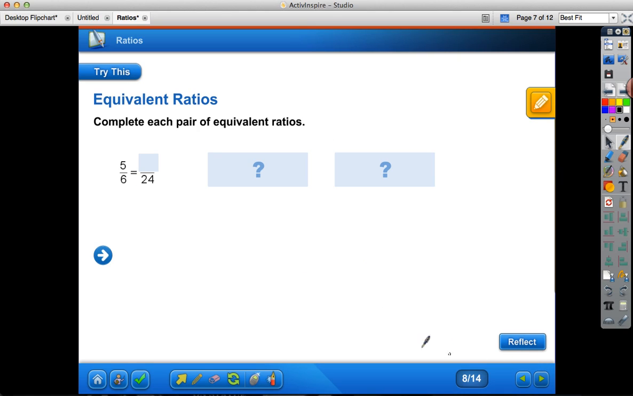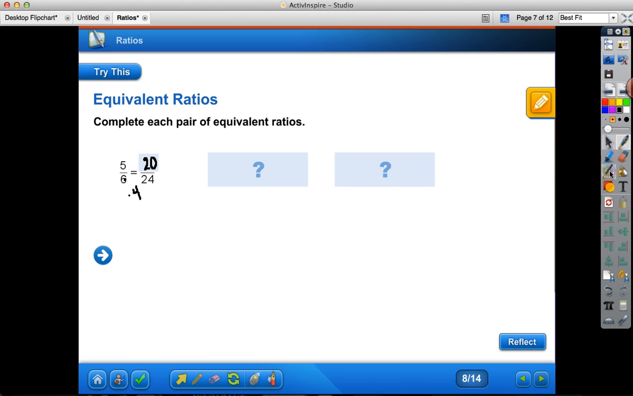All right, so let's try this. We're going to complete each pair of equivalent ratios. I'll do the first one with you, then you're going to do the second two on your own. This is where knowing your math facts comes in handy, because if I know how to go from 6 to 24, which I know I multiplied by 4, then I know what to do to the top, because if I multiply by 4 to one number, then I have to do the same to the other number. So I know that this has to be 20.